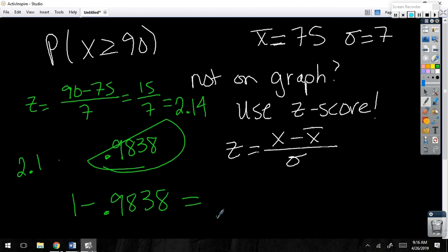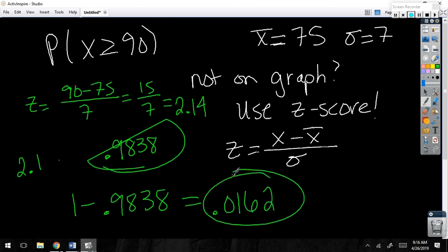Somebody use your calculator. 1.62%. And look what we calculated at an 89, right? Bigger than an 89. This is very close to that, as it should be. It's only one value off.